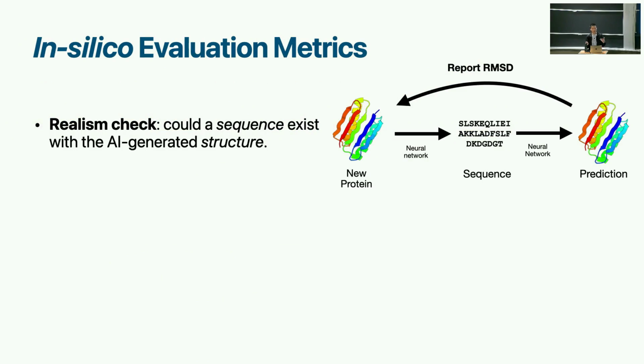And so how to check if these proteins are good or not is something I'm going to call a realism check. There are some other names out there, but in layman's terms, we're going to see if a sequence could exist that could actually fold into this AI-generated structure. So let's say this new protein is generated by the diffusion model. We compute a sequence for it, and use another neural network, usually AlphaFold 2, to predict the actual structure and see if the RMSD between these two is low or not. So this is the main method of how we evaluate AI-generated structures right now.